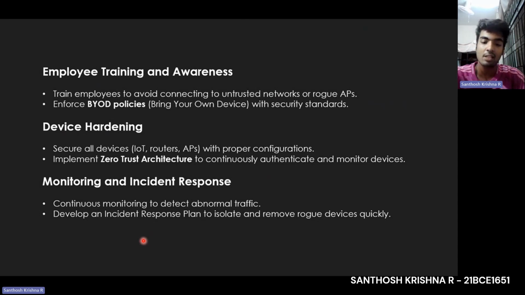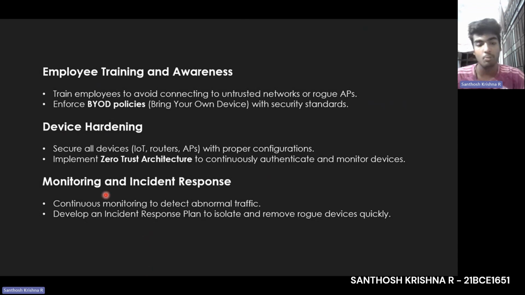We also have device hardening. Basically, device hardening ensures that all the IoT devices, routers, and access points are secured by disabling unused services and changing their default passwords. The architecture usually used here in general is called zero trust architecture, where basically no device is automatically trusted. They have to go through a checking phase, for example.